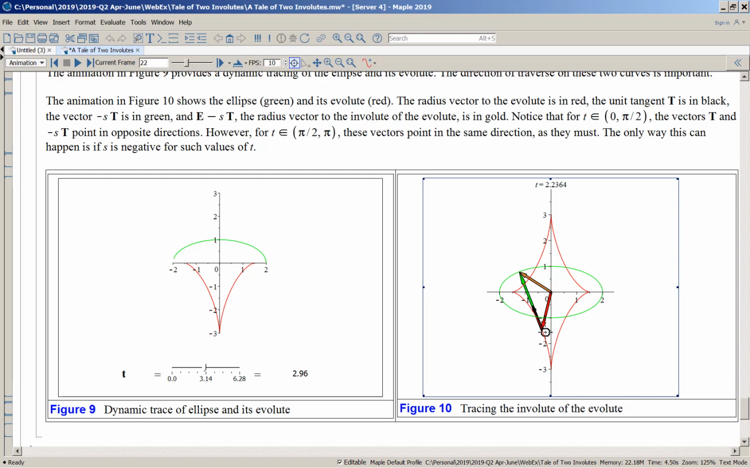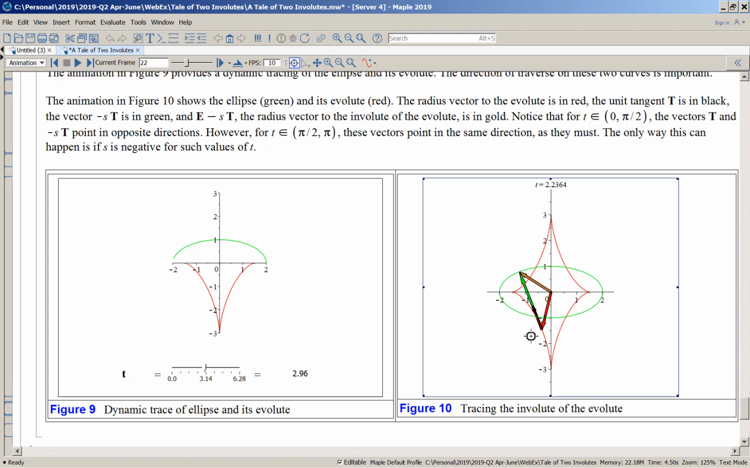Position vector in red. The evolute is traced upwards, so the black vector is the tangent vector, and it points upwards. If the arc length were positive, that minus sign in front of S would flip this green vector, and it would point down here somewhere, and it would not point up here to the ellipse. And I got that picture many times, which is why I said I got to figure this out.